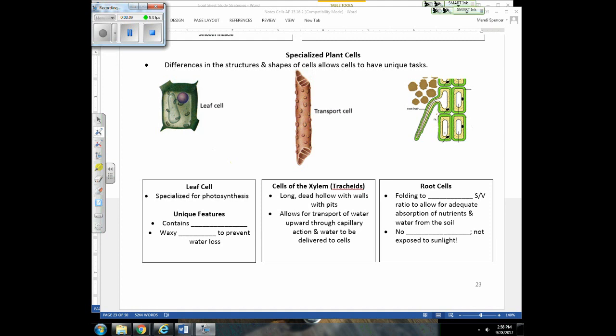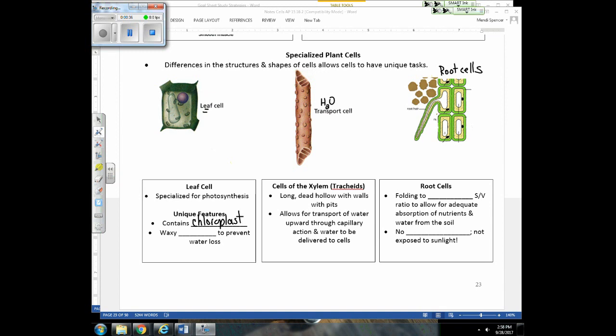Let's take a look at three types of specialized plant cells: a leaf cell, a water transport cell, and this is what root cells would look like. Again, they're going to be specialized. They're going to have unique features which are going to allow them to perform a specific task for plants. Leaf cells are going to be specialized to do photosynthesis, so they're going to have chloroplasts.